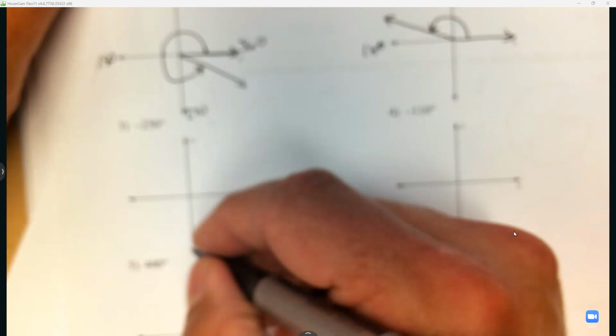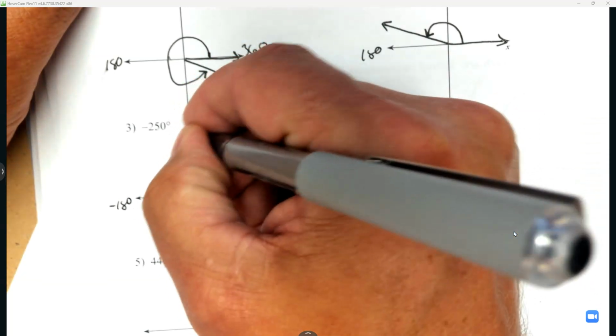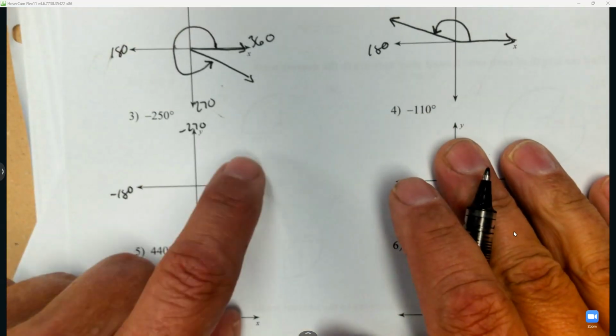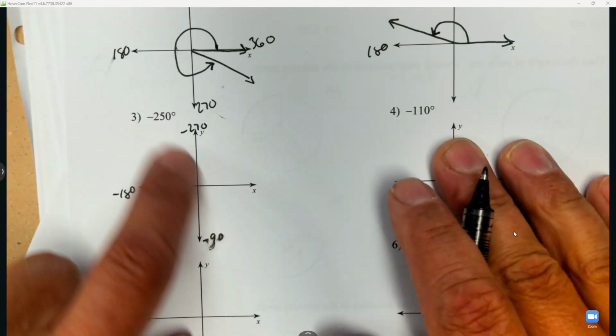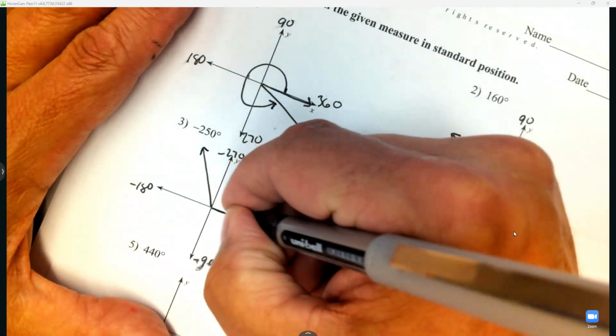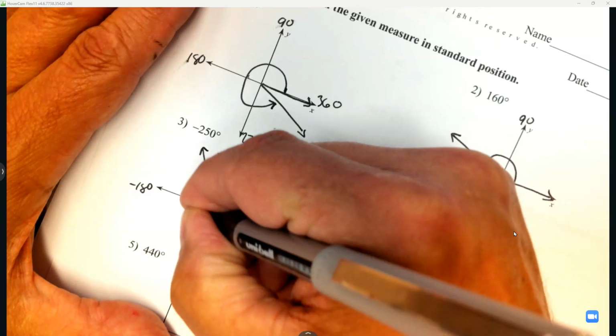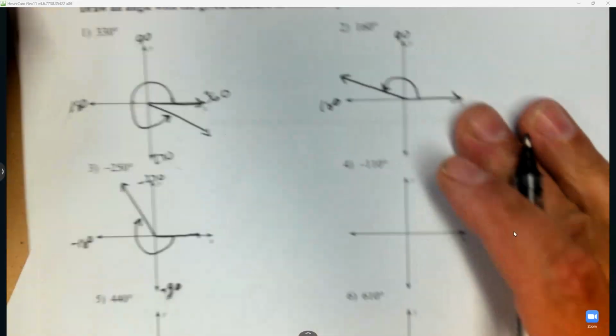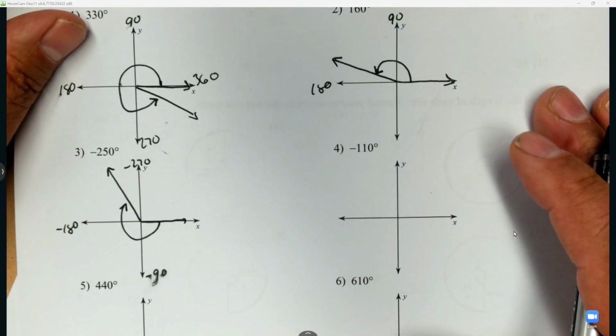Negative 250. We need to understand our negative angles go clockwise. So negative 250, if I go clockwise, ends up in quadrant number 2, a little bit closer to negative 270. And then we measure it clockwise, a rotation, to get there.